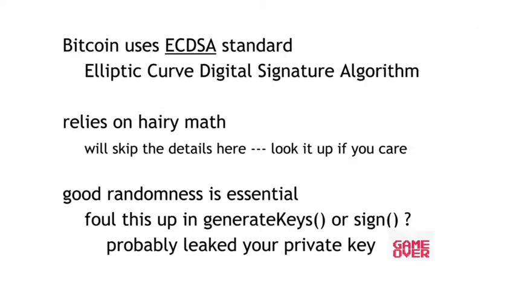So, what kind of cryptography does Bitcoin use? It's called the elliptic curve digital signature algorithm, or the ECDSA for short. And it relies on some very complicated and unorthodox, hairy math. But the main point is good randomness is very important. If there's not good randomness, especially in the generate key or sign functions, you probably just leaked your key and now your signature can be forged.